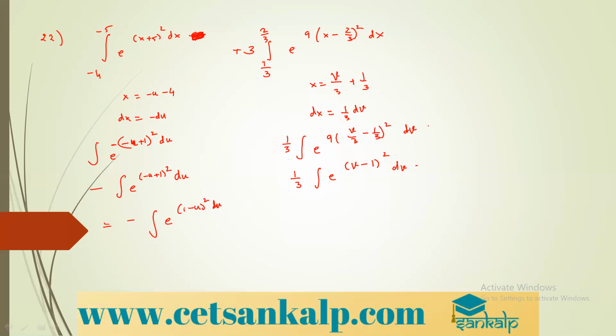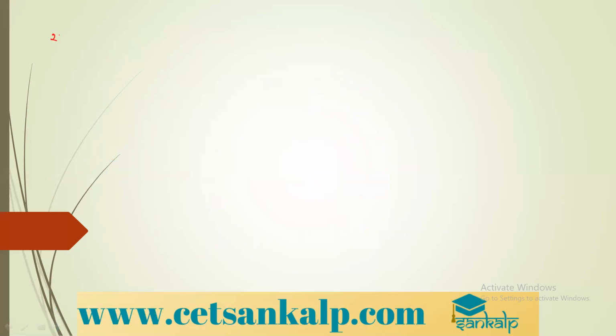If I use the same variable here also, u instead of v, so what I will get here is minus integral e power (u minus 1) whole square du. And here plus integral e power (u minus 1) whole square du, which will be equal to 0. The final answer I can take 0. We will go to the next question.